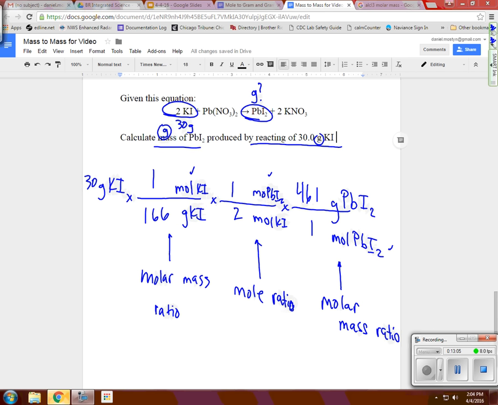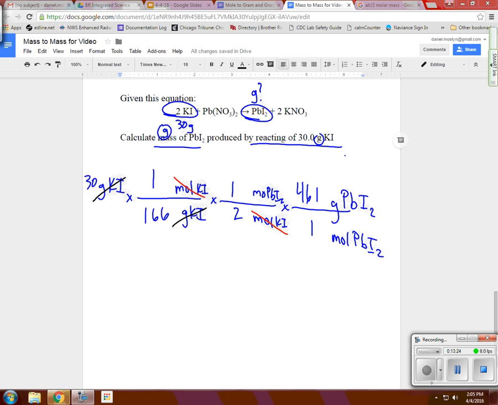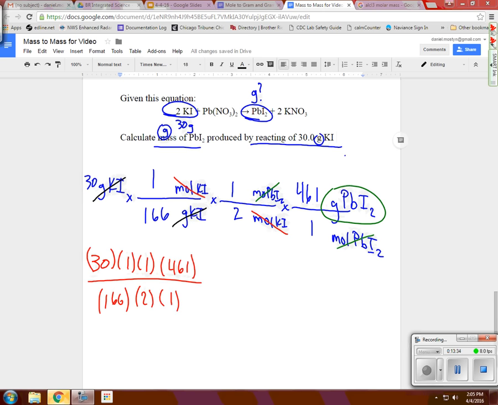All right, so 461 is the molar mass of 1 lead and 2 iodines. And the molar mass of a potassium plus an iodine is 166. So 1 mole of that is that many grams of that for each one of those ratios. All right, so next thing I'm going to do is write out the math and then put it in my calculator. My units cancel out, and I'm left with grams of PbI2 as my final unit. And here are the numbers that I got to put in my calculator. There are my numbers, and don't forget your unit. Our final unit is grams of PbI2.